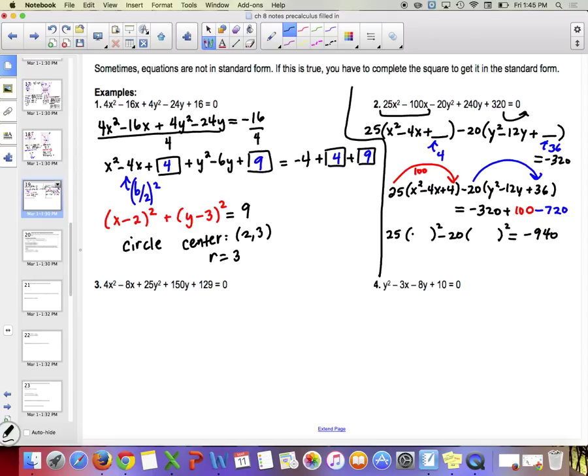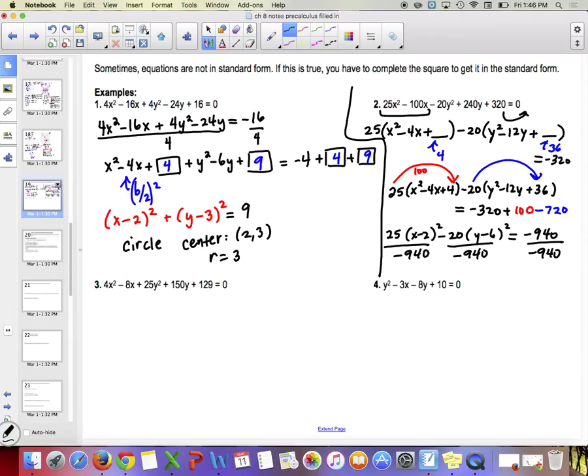All right, so I get x minus 2, and I have y minus 6, right? When I factor. So we get that. And it's still not quite in our standard form. So we know it's probably going to be a hyperbola or an ellipse, right? So what we're going to do is we're going to divide. We want this to be a 1. We divide by negative 940. Divide by negative 940 everywhere.